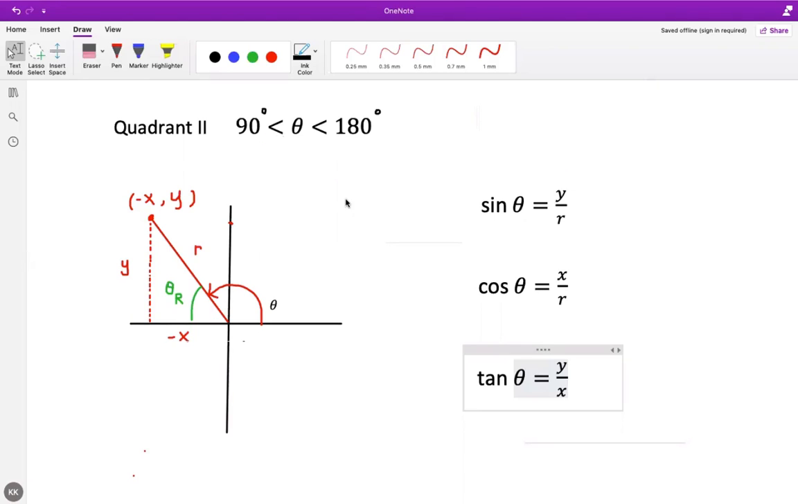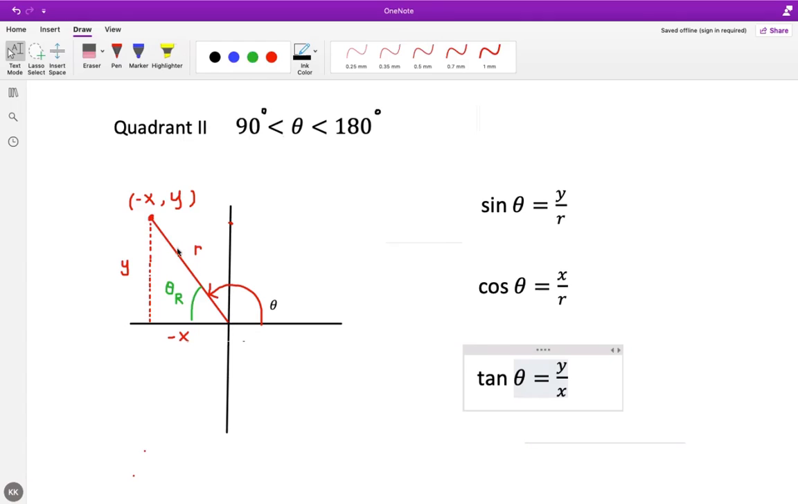Okay, so let's see what happens if the terminal arm moves to quadrant 2. So this angle right here ranges between 90 degrees and 180 degrees. Because it's quadrant 2, that's why we got this range. It doesn't pass 180 degrees and it should be greater than 90 degrees, right?